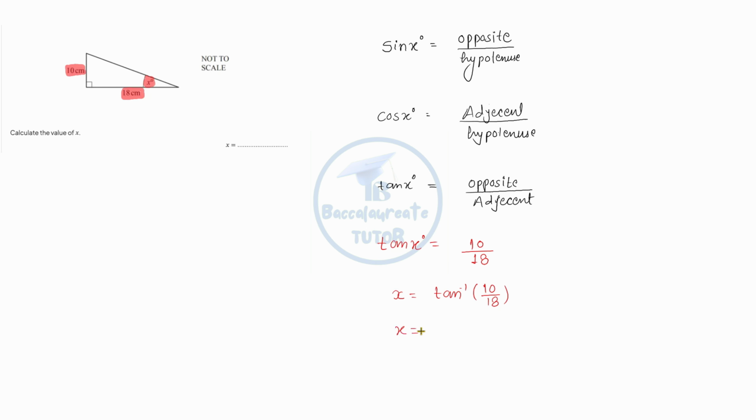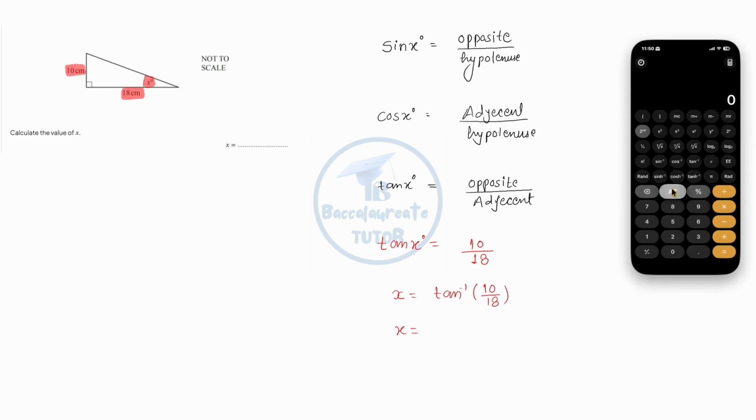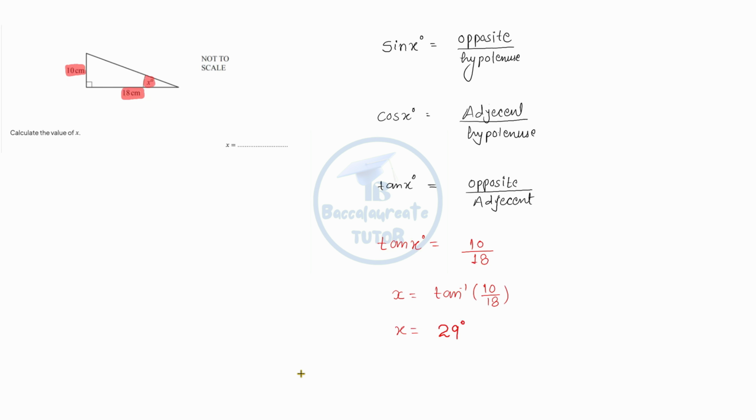Now further you will have to use the calculator from here onwards, okay? What is the value of tan inverse of this? How do I find the angle value? It is basically tangent inverse, and it is 10 divided by 18, okay? 29.05 is the answer. I mean, you can round it off to 29 degrees.